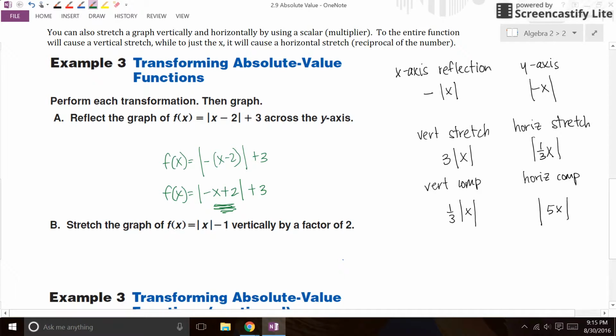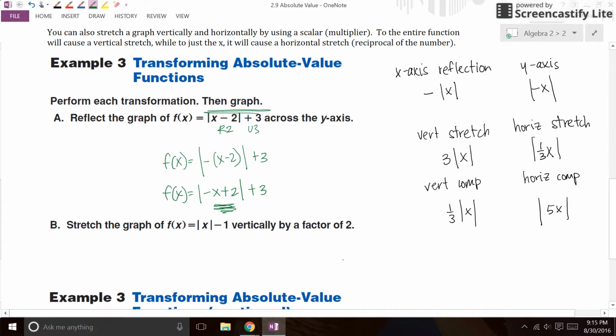By the way, did you know which way this was shifted? Look at the original problem back up here real quick, and then I'll talk about that. It looks like it's right 2, because remember, you do the opposite of the inside. When it's inside with the horizontal with the x, you do the opposite. And when it's on the outside, that's an up 3. So it's a right 2, up 3 shift.